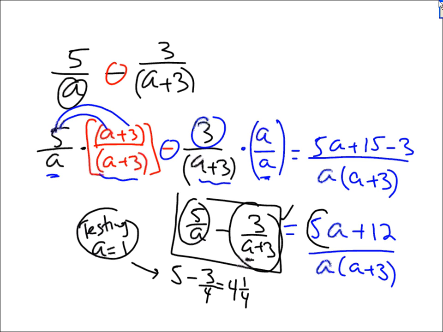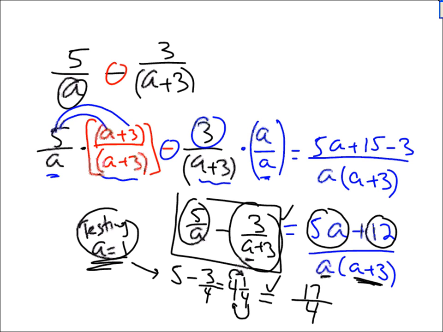When a is 1, this will be 5 plus 12. 5 plus 12 is 17 over, if a is 1, 1 plus 3 is 4, and that'll be 1 times 4, which is 4. But that is 4 1/4. 4 times 4 is 16, plus 1 is 17. 17 over 4. Okay, does this guarantee us it's right? No. Possibly we made a mistake and they actually work out when a is 1.